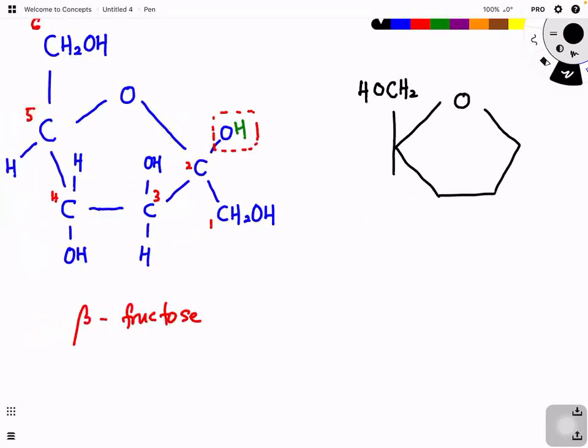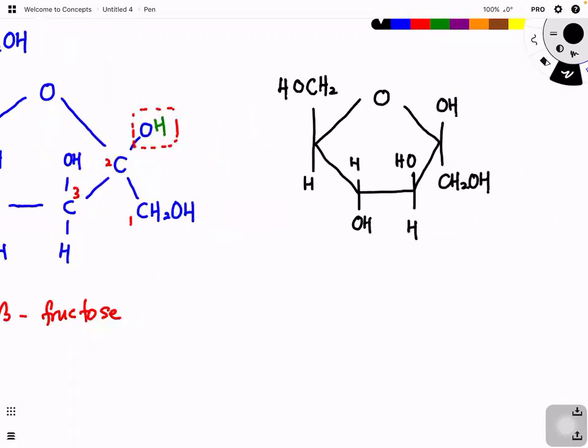Okay, CH2OH with the H. And then carbon number 4, you have the OH group and H. And then carbon number 3, you have the H and OH. And carbon number 2, you have the OH group above the ring and CH2OH below the ring. Can you see that? So this is a beta fructose.